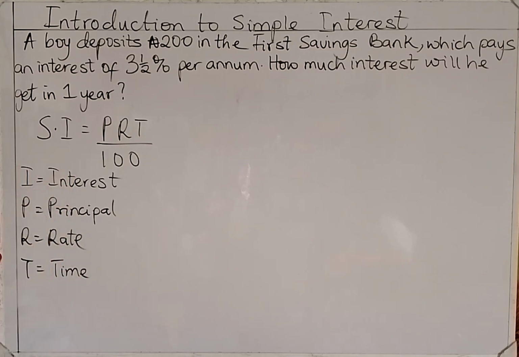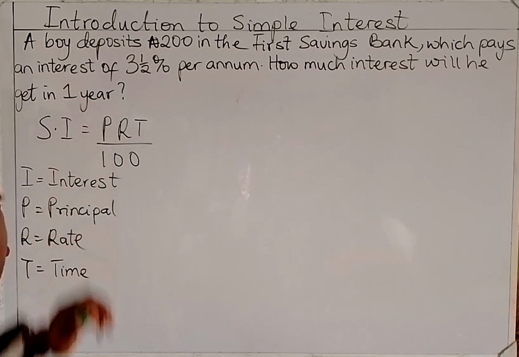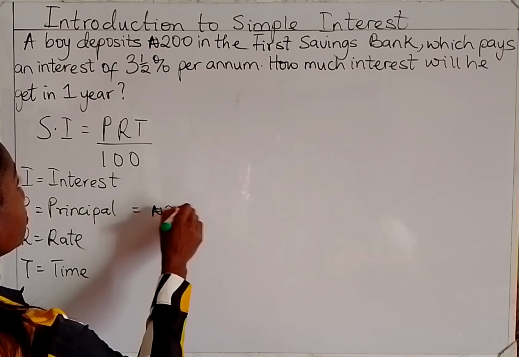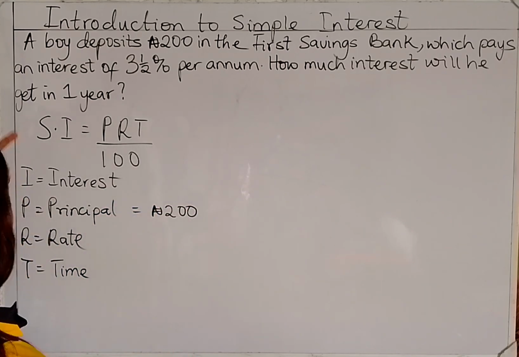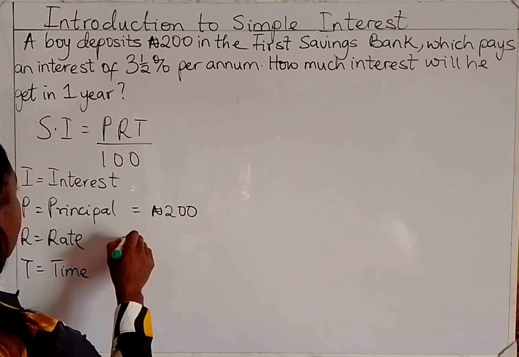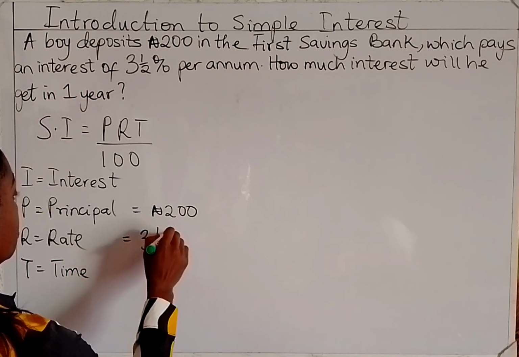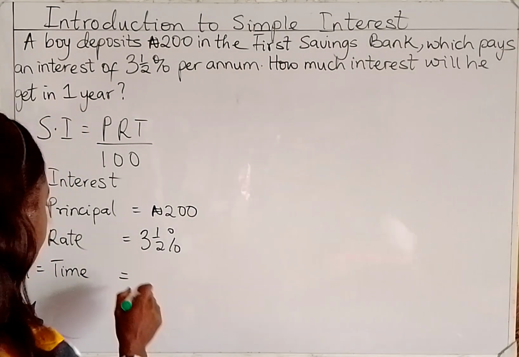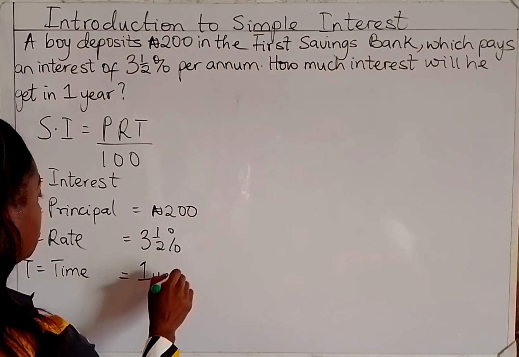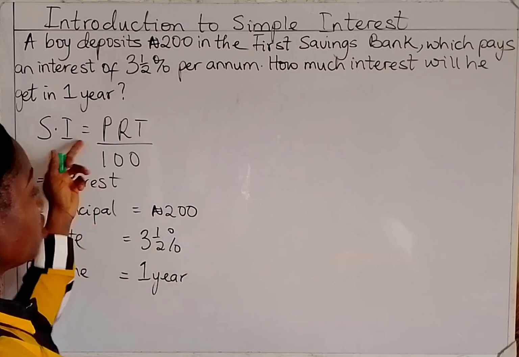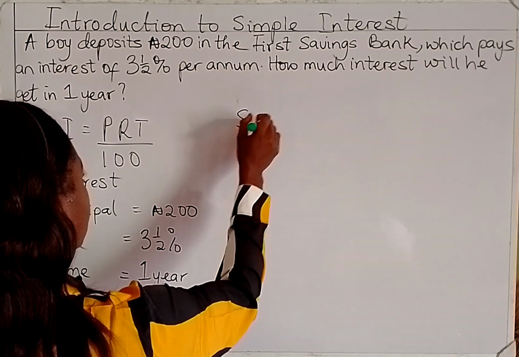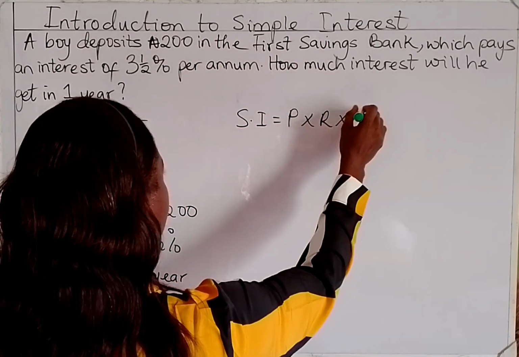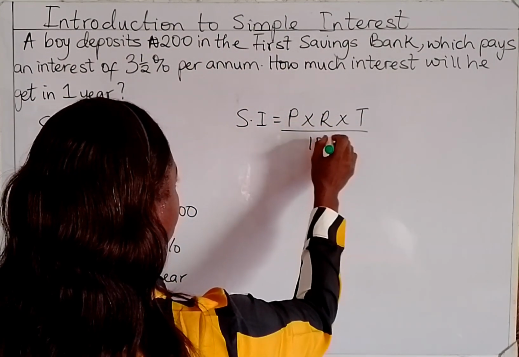Good. Now, from the question here, our principal here is what? 200 naira. The rate, which is the interest, equals what? 3.5%. And the time equals what? Duration of 1 year. So we're going to use a formula here that says simple interest equals principal times rate times time over 100.